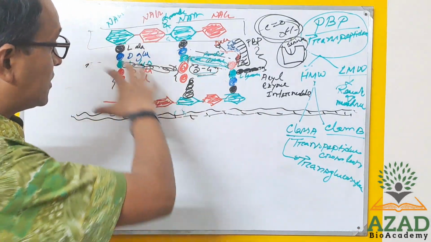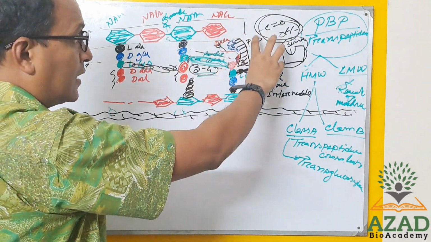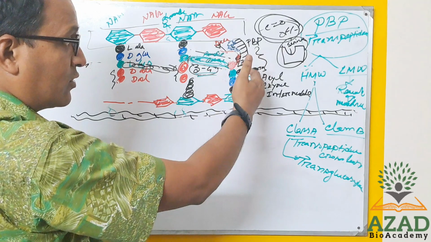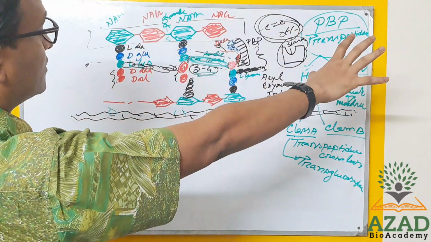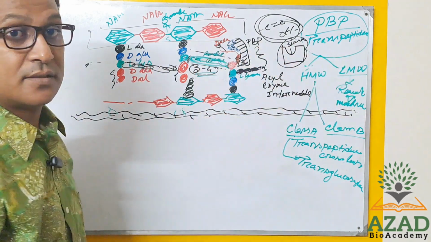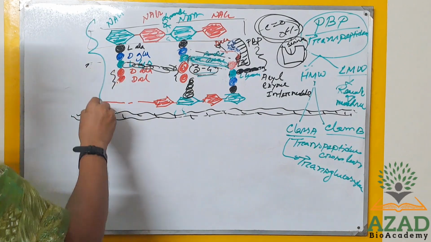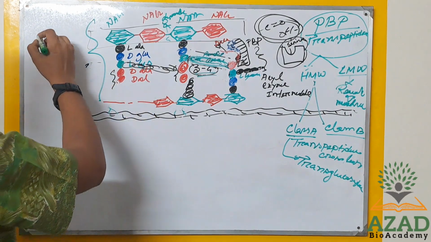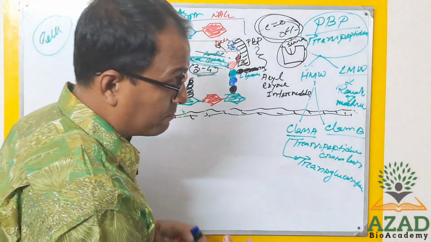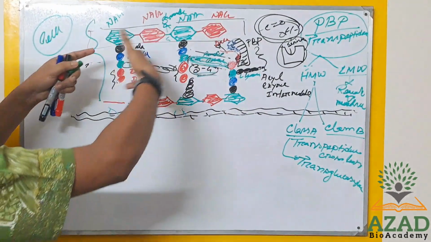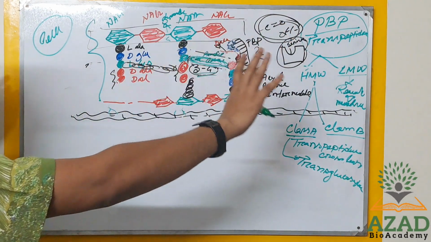Okay, so this is the cross-linking by the help of the enzyme transpeptidase, or you can also say penicillin binding protein. So this is all about the third phase of the peptidoglycan. You can consider this the peptidoglycan layer, and you can consider it the cell wall, because the basic component of the cell wall is peptidoglycan. So this is the peptidoglycan synthesis or cell wall synthesis.